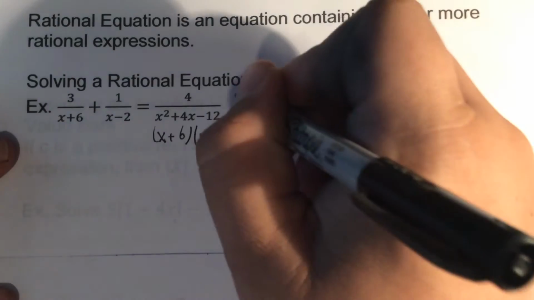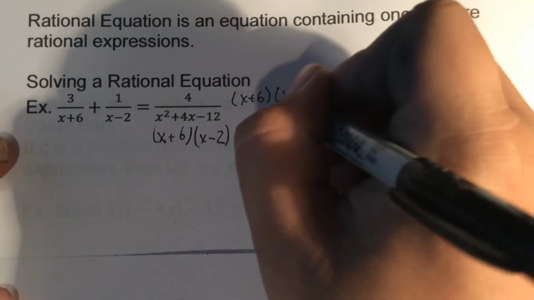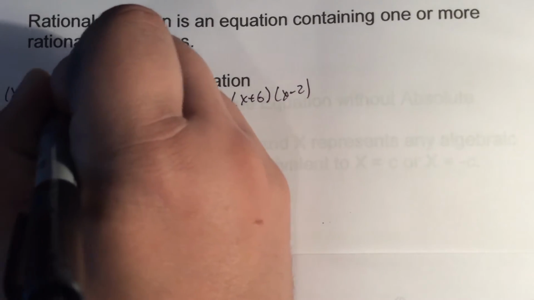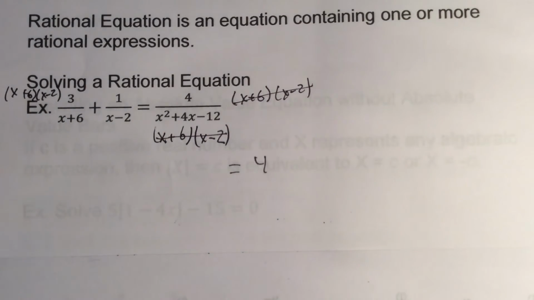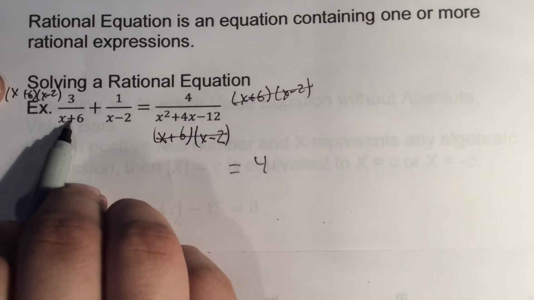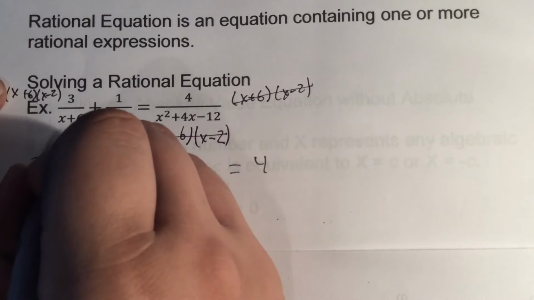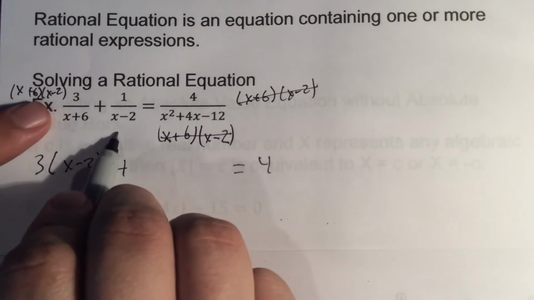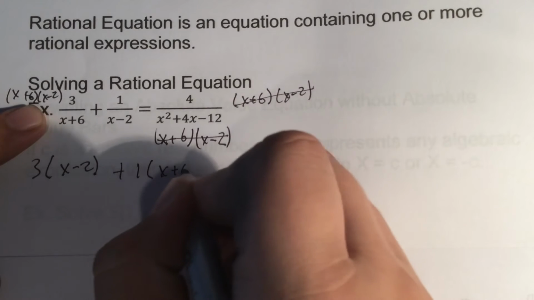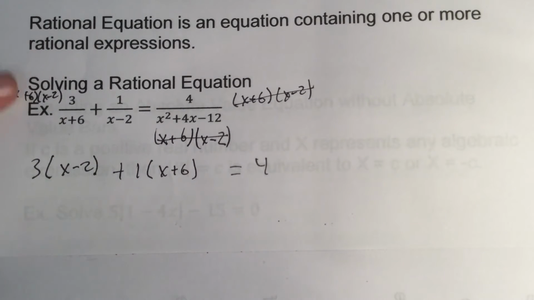So if I times both sides by this, well, on this right side, that's all gone, and so I'm just equal to a 4. The left side, this first one, the x plus 6's would cancel, and so we would have 3 times x minus 2 plus. On the second one, the x minus 2's would cancel, and so I'd have 1 times x plus 6. Okay, so same thing as what I just did on that last equation. So by timesing by that common denominator, it gets rid of the denominators, makes it into a nicer equation to work with. And then we solve it out like we've been doing.